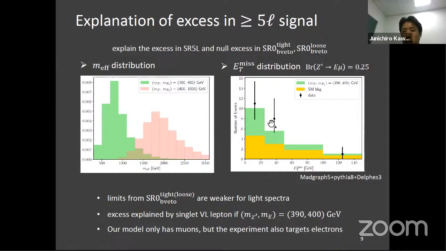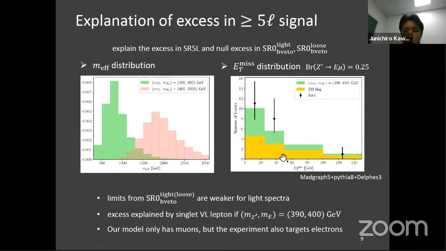Here, the right plot shows the missing ET distribution in the case where the branching fraction of D prime to e mu is 0.25. This plot shows the histogram of the missing ET. The yellow histogram bins show the sum of the backgrounds, and the black dots are the data. We have some excess in these bins, and we can nicely explain this excess by our new physics contribution from the vector lepton production.